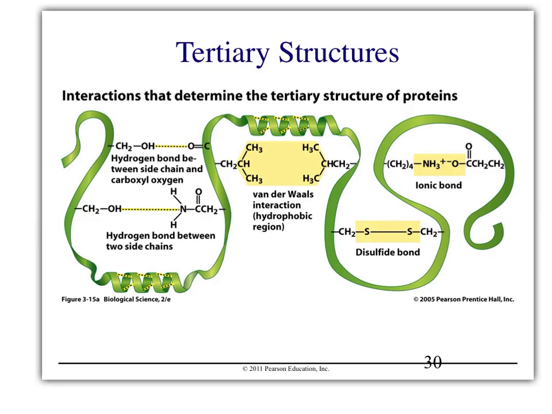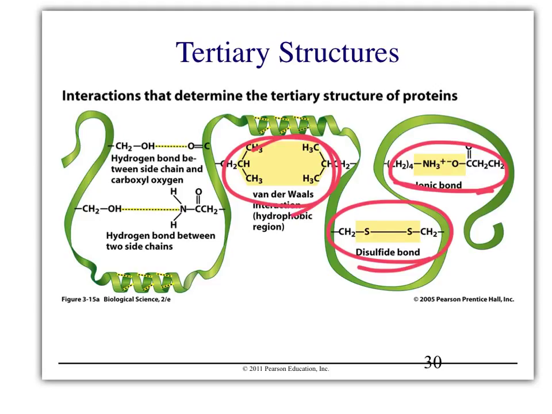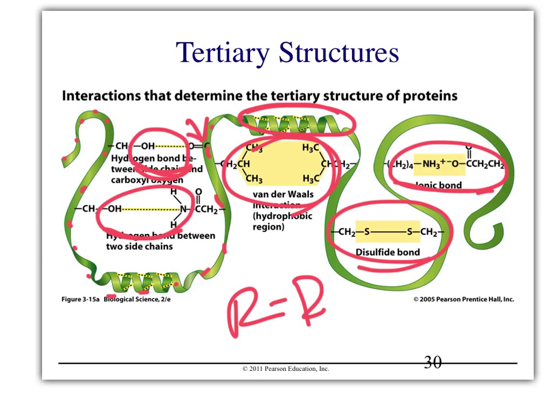Tertiary structure. Here's a very common disulfide bond. Here's an ionic bond. Van der Waals forces: these are both highly hydrophobic, which brings them together away from the water. Hydrogen bonding between a side chain and a backbone. Hydrogen bonding between two side chains. This causes a change in shape depending on the sequence of amino acids, where they are. Secondary structures are in the backbone. Primary is the sequence. Tertiary interactions are R and R, or R and backbone.